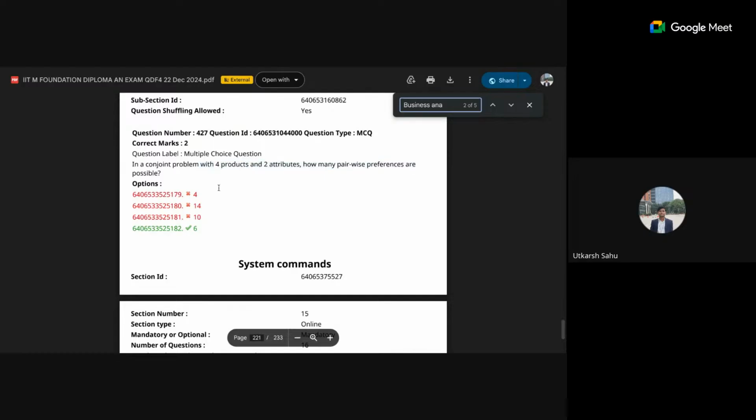It would be 4C2. Don't get confused, that too is different. That too is because of pair, not because of attribute. Even if you have 4 products and 10 attributes, still it will be 4C2. So remember, if you have n products, the number of pairwise preferences would be nC2. So remember that, very important. People get confused with this extra information.